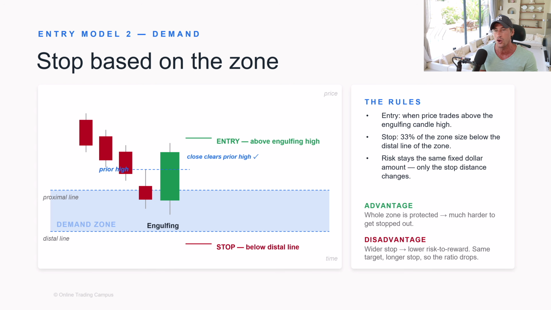So here's your choice on the demand side. Same entry, same risk, same target. The only question is the stop. Tight on the candle for a higher risk to reward, but more chance you get shaken out. Or below the distal line to protect the whole zone, but a lower risk to reward ratio.